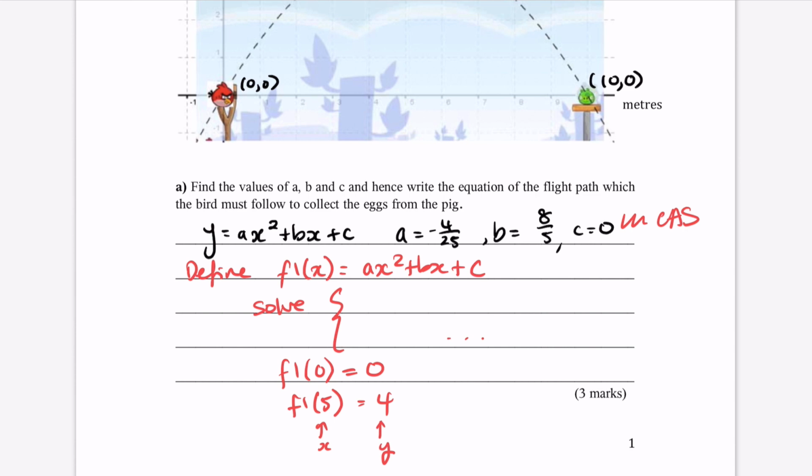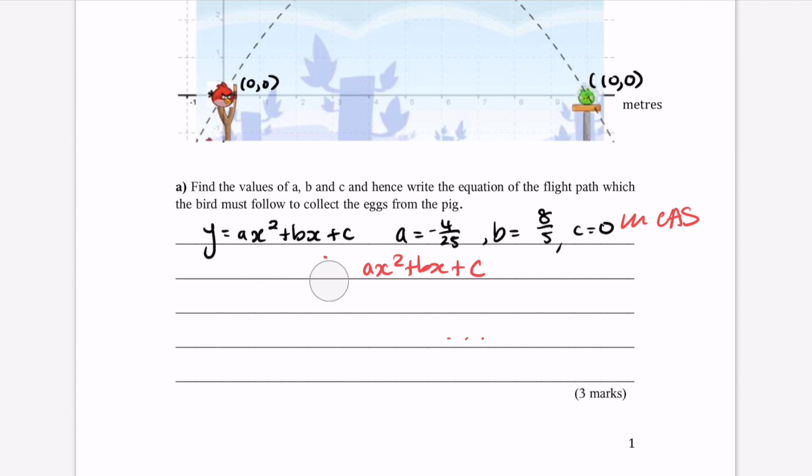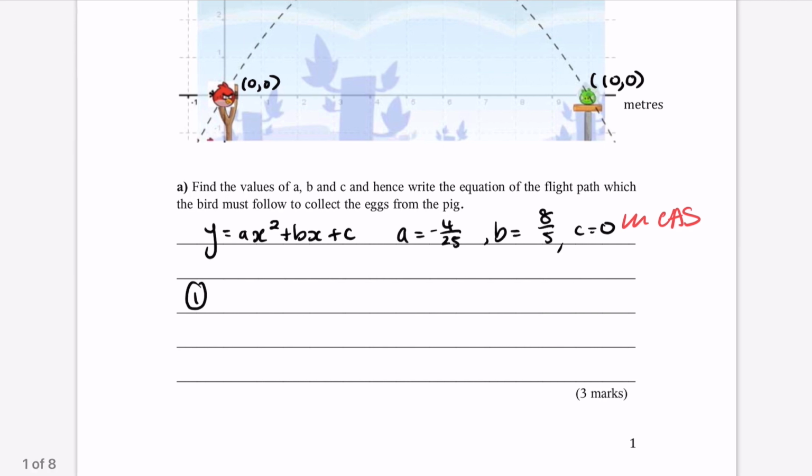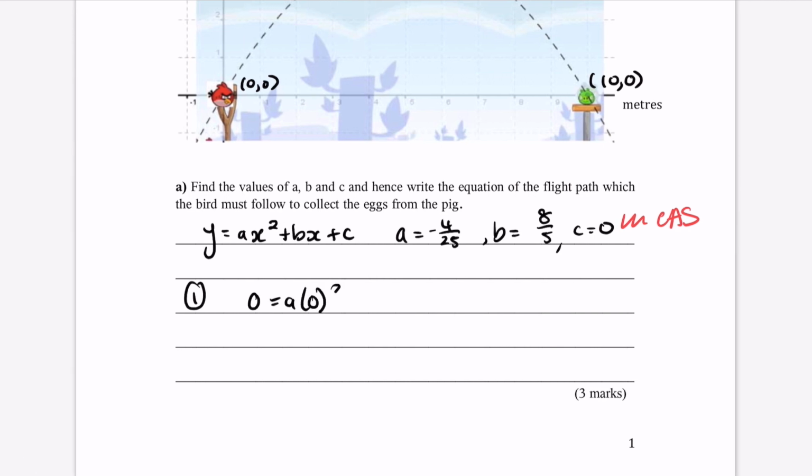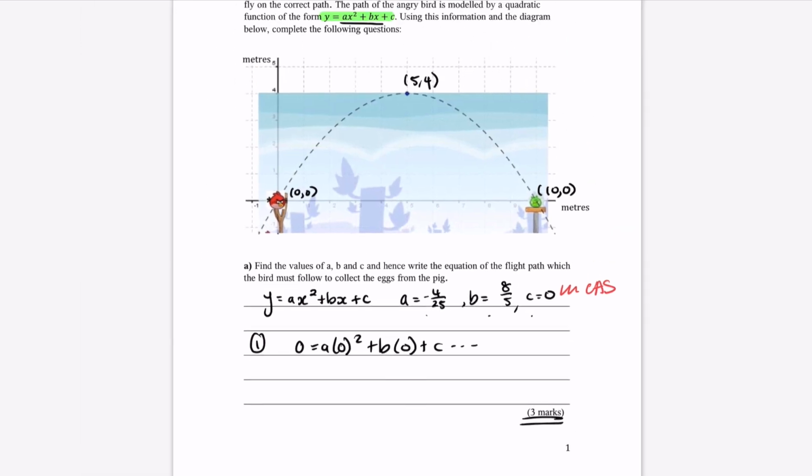Now, if you wanted to include some sort of working out, you can absolutely do that. I'm just going to rub out all these calculator things since you just saw it. You can do, equation 1 is the first coordinate: 0 equals A times 0 squared plus B times 0 plus C. That's fine as well to show your working out. But here I'm seeing 3 marks, which would probably be for each of these here.